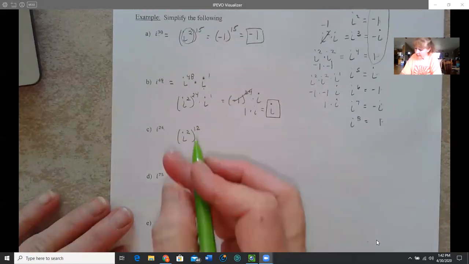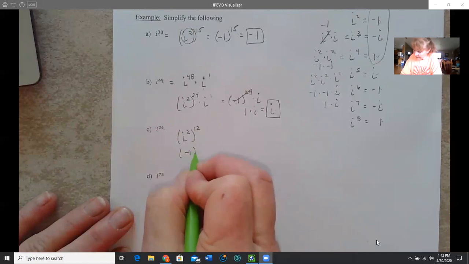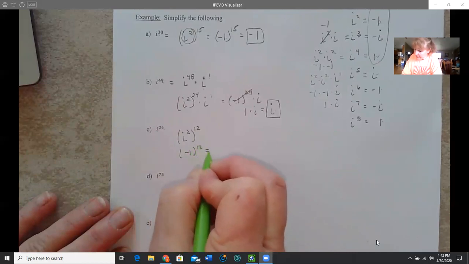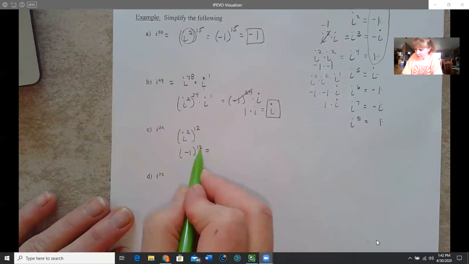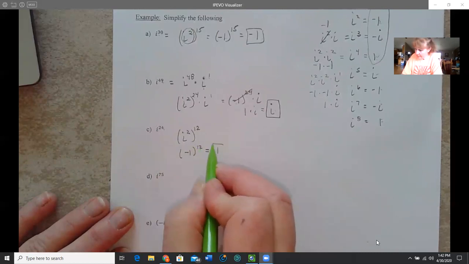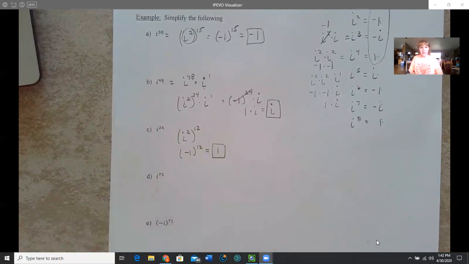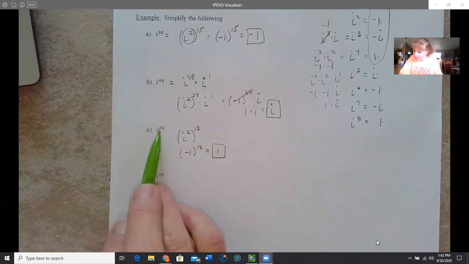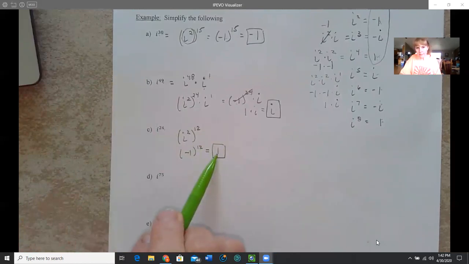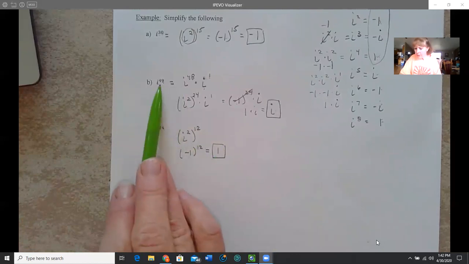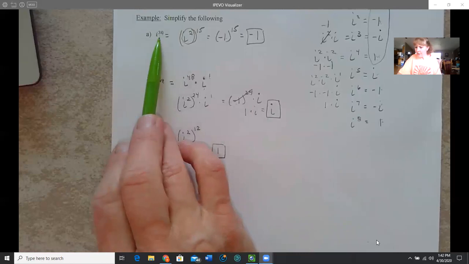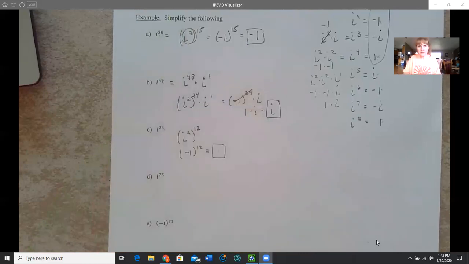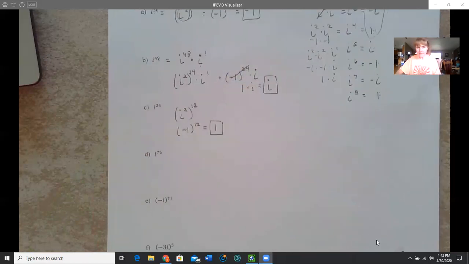i squared is -1. So this right here, this is even, so it's going to be a +1. And there's your answer. i to the 24th is equal to 1. i to the 49th is equal to i. And i to the 30th is equal to -1. So we're reducing. Okay, let's try another one.